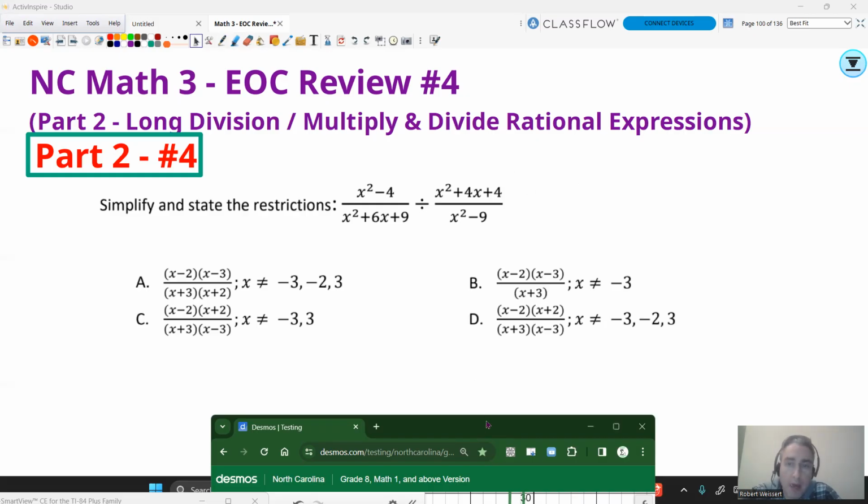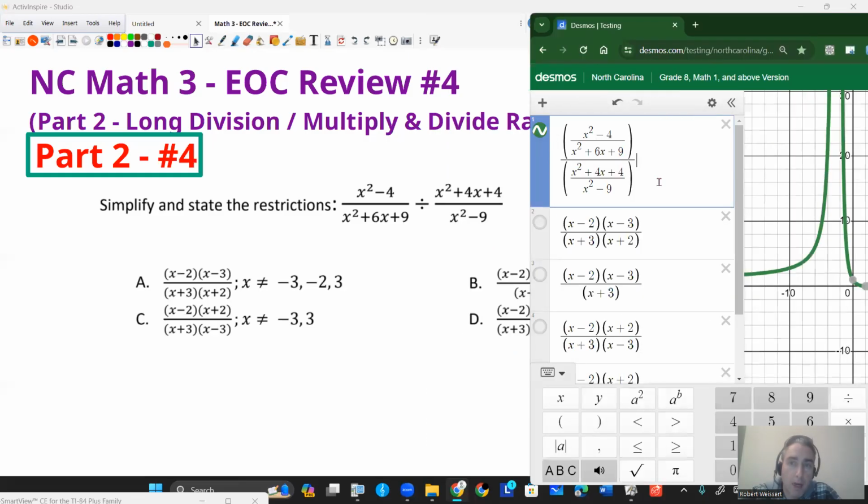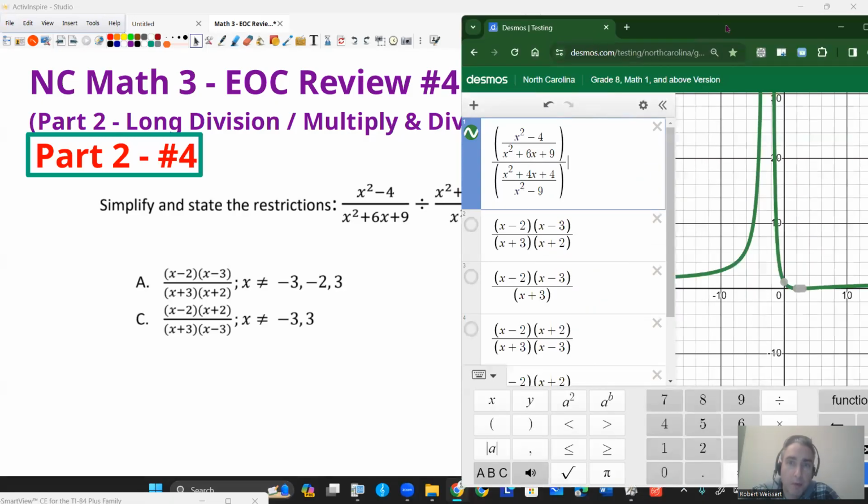All right, hopefully you have gotten a chance to key this in. These are my original expression. I'm not going to bother keep changing and flipping. Just use parentheses and be careful with how you key that in. I have all my answer choices. Let's see which graph is going to line up with that most appropriately.